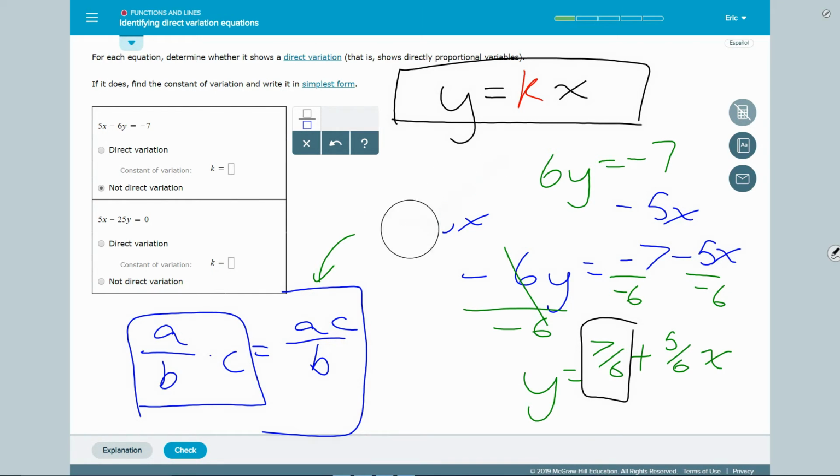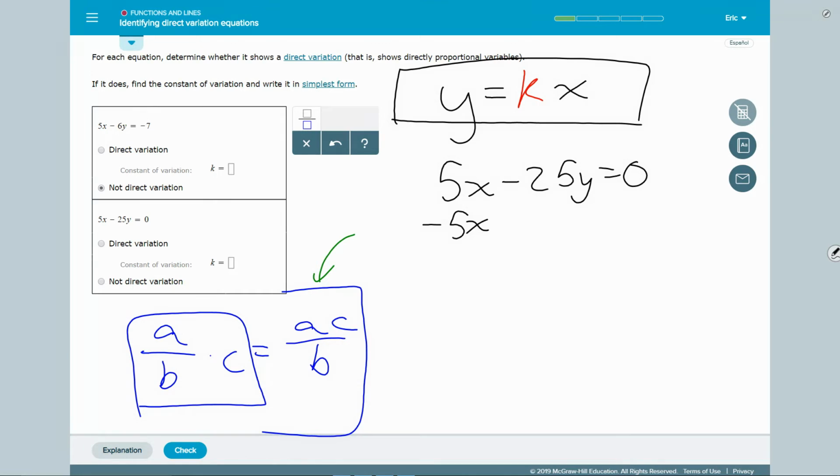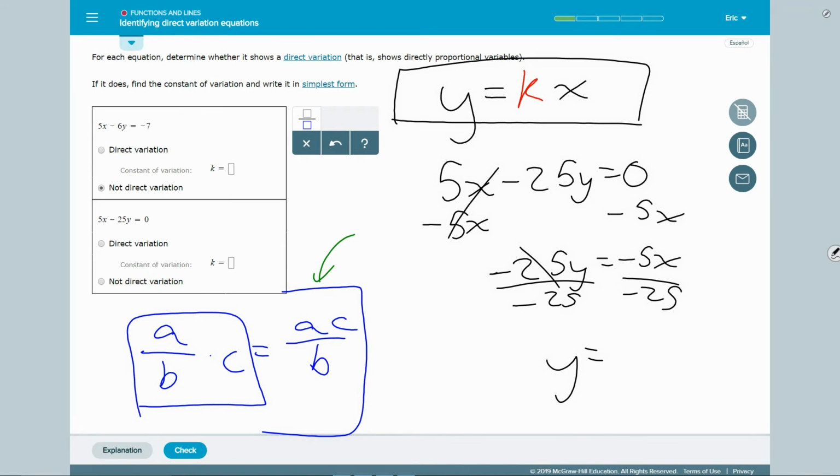Whereas my next problem, 5x minus 25y equals 0. Minus 5x, negative 25y equals negative 5x, divided by negative 25. y equals 5 over 25x, which can simplify if I divide both the top and the bottom by 5 into 1/5 x. Therefore my k is 1/5. It is a direct variation.